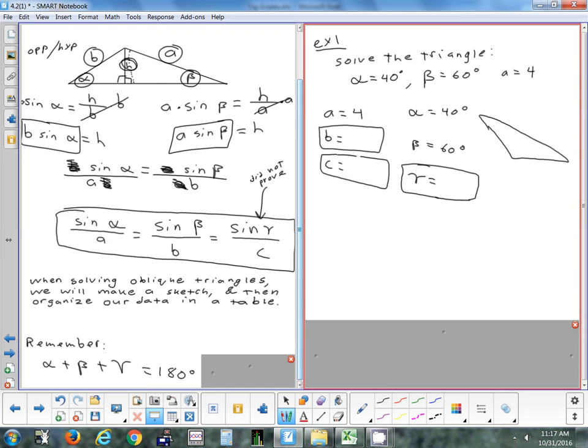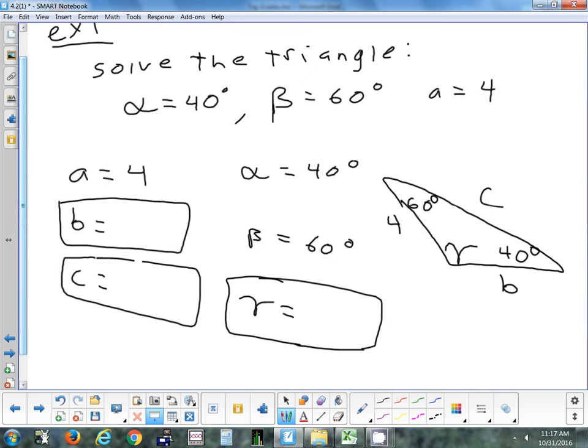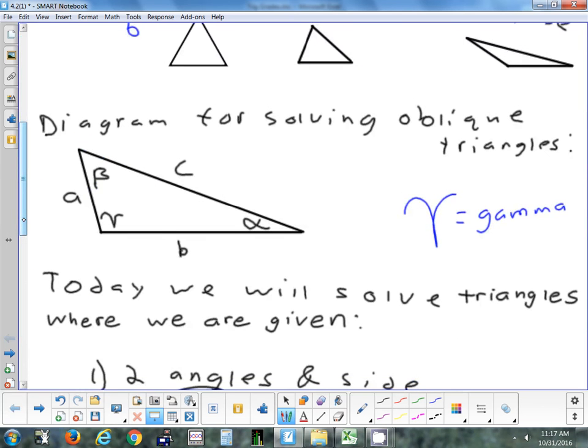just so I can see what kind of problem it is. So they told me A, and they told me alpha. So put those across from each other. They didn't tell me B, but they did tell me beta. They didn't tell me C, and they didn't tell me gamma. Okay, so all I did was plug in the information they gave me into this picture.